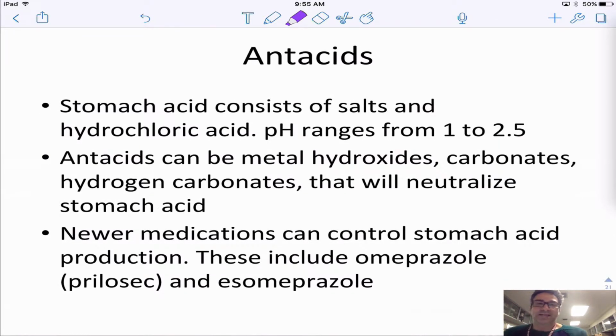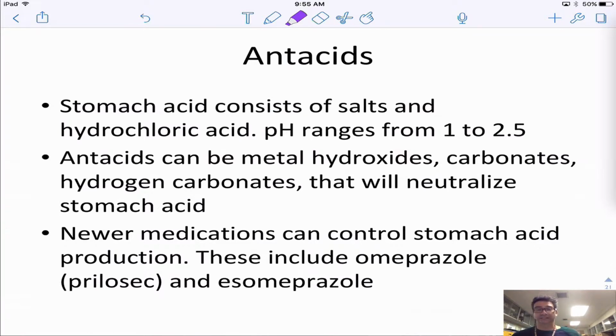And so antacids, they're used to neutralize stomach acid. Our stomach produces hydrochloric acid, and the range of pH is between 1 and 3. Antacids that are what are known as fast-acting, that immediately neutralize the hydrochloric acid, are usually metal hydroxides, but can be some kind of carbonate or hydrogen carbonate, and those will be fast-acting.